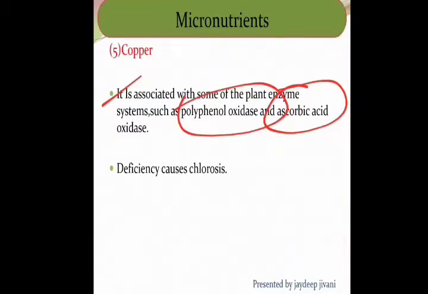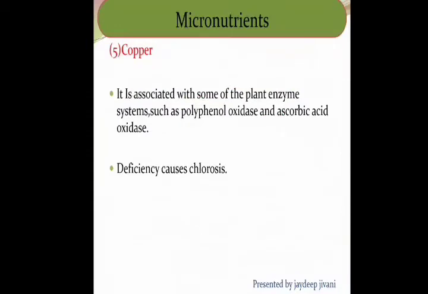Now we will discuss the deficiency. Deficiency causes chlorosis to be observed in the plant. So what is known as chlorosis? Whenever chlorophyll is not formed, at that time it is known as chlorosis.